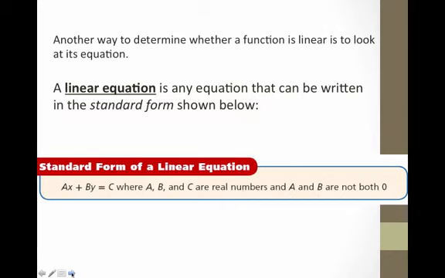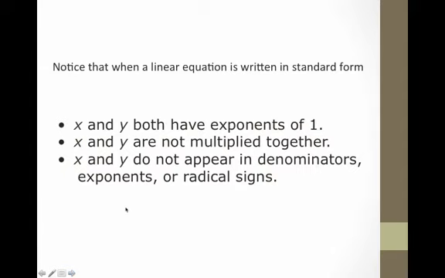So let's look at a few more definitions of what we can and cannot have. X and y both have to have exponents of 1. That means I've got plain old x, plain old y. I cannot have x squared or y squared. It has to be an exponent of 1. X and y are not multiplied together. I cannot have a value that is xy. And x and y do not appear in denominators, exponents, or in radical signs.